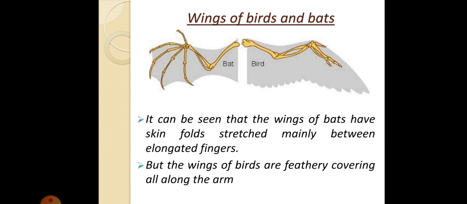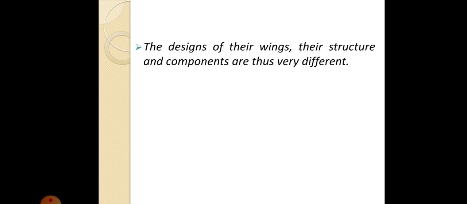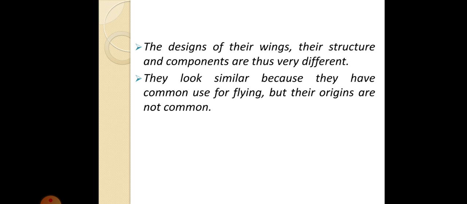So the structure is very different, right? The design of their wings, their structure and component are thus very different. They look similar because they have common use for flying, but their origins are not common. So they look similar. Why? Because they are used for flying.